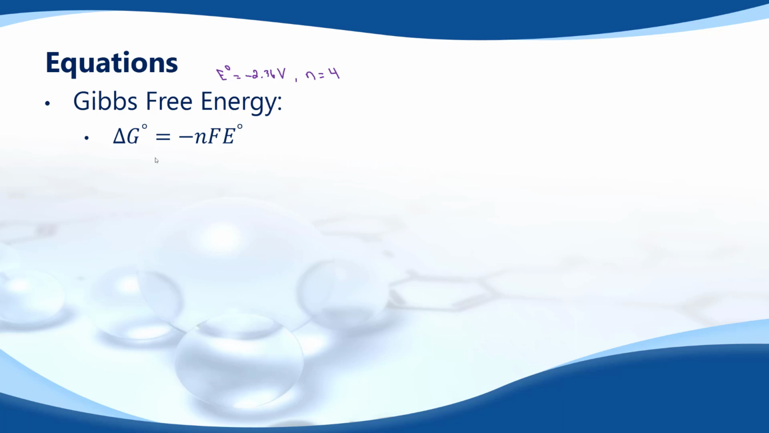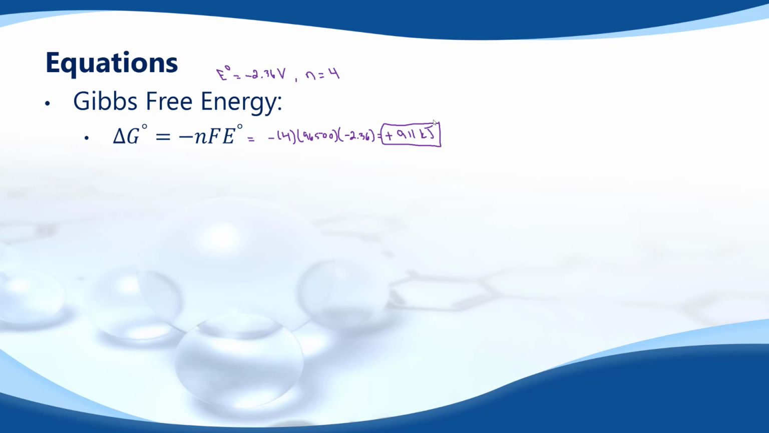So all we have to do to find delta G is going to be equal to negative 4 times 96,500 times negative 2.36, which gives us a value of positive 911 kilojoules. Right, it's 910,960 joules, which to 3 sig figs is 911 kilojoules. Right? And this shouldn't surprise us because it's an electrolysis problem, which means that it's non-spontaneous. So delta G should be positive.